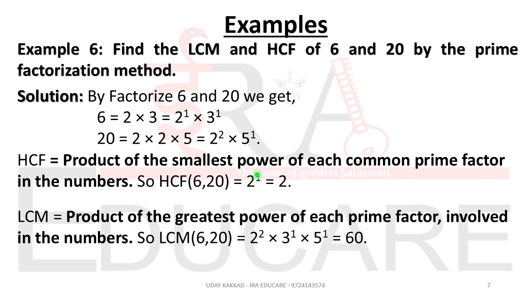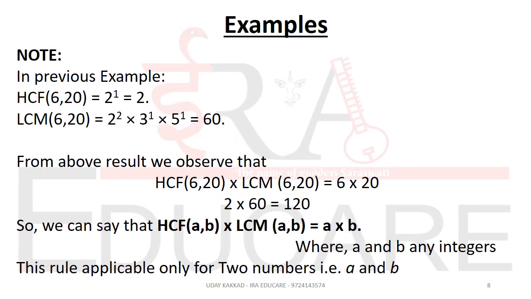Okay. Now by observing these two, LCM and HCF, you can conclude one more thing. Let's take it. In the previous example you can see that the HCF of 6 and 20 is 2 and the LCM of 6 and 20 is 60, right? Now multiply both, 2 and 60, and you get 120, and if you multiply the two numbers 6 and 20, you also get 120.